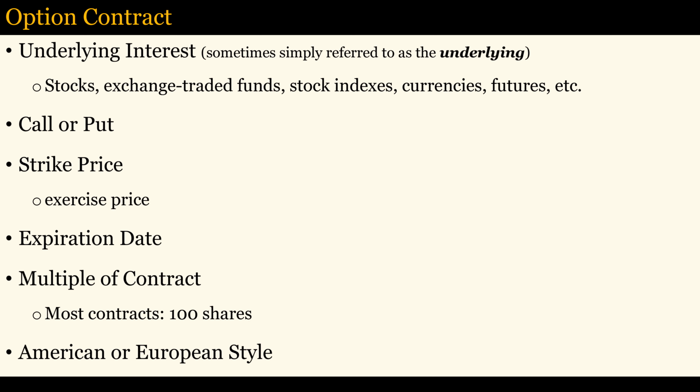An exchange-traded option is based on a standardized contract. The contract specifies, among other things, the underlying security or other interest, whether it is a call or put, the strike price, expiration date, the multiple of the contract, which for most exchange-traded options equals 100, and whether it is an American or European-style option.